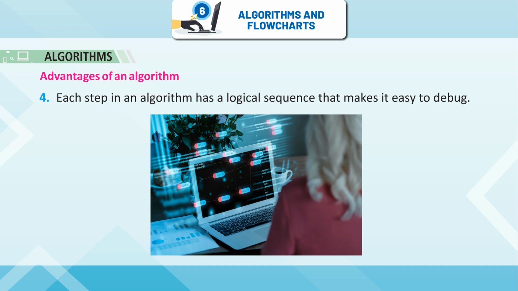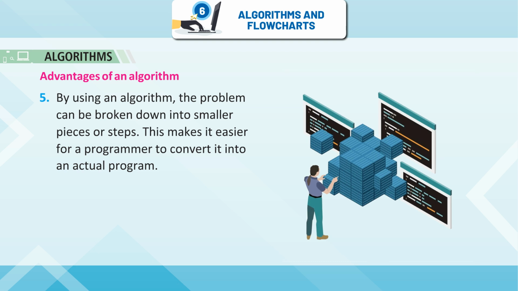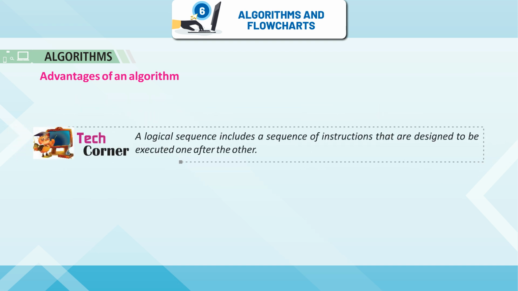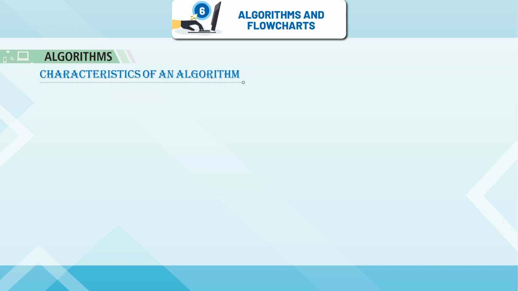4. Each step in an algorithm has a logical sequence that makes it easy to debug. 5. By using an algorithm, the problem can be broken down into smaller pieces or steps. This makes it easier for a programmer to convert it into an actual program. Tech Corner. A logical sequence includes a sequence of instructions that are designed to be executed one after the other.